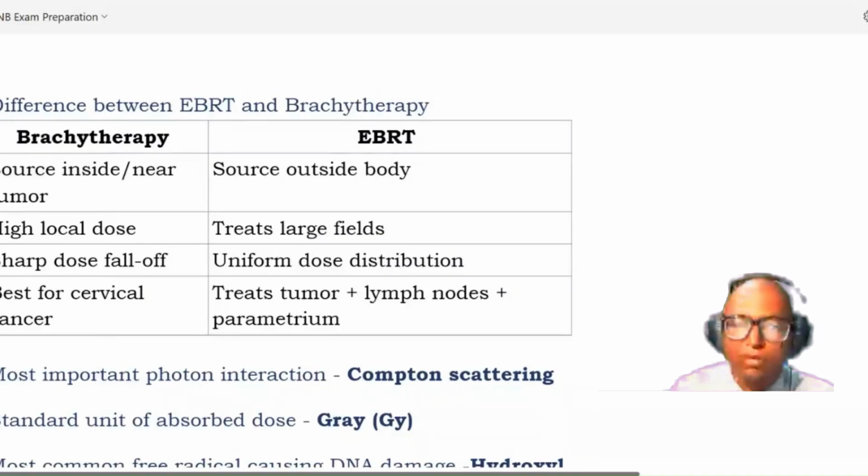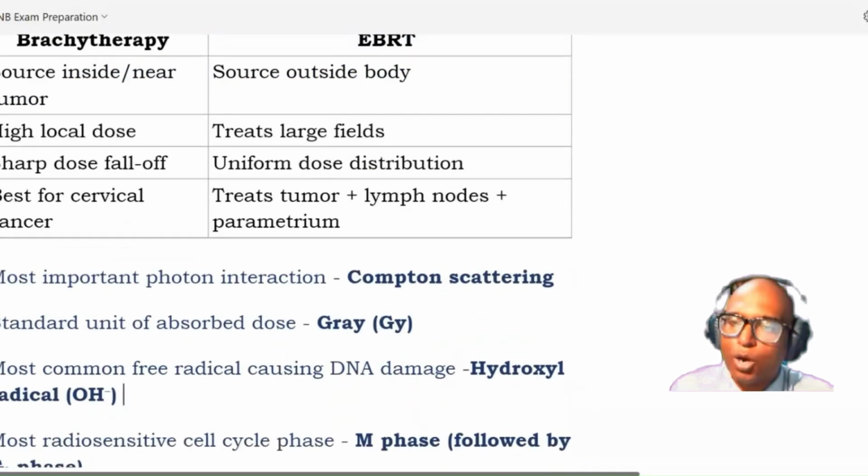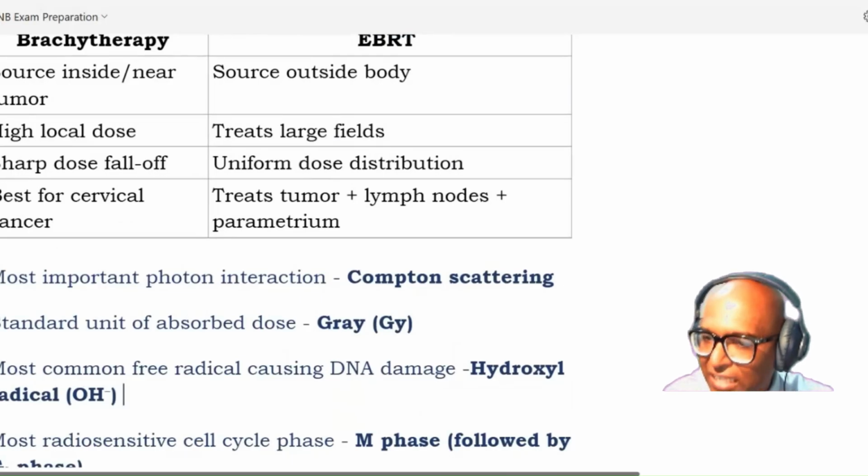Okay, so certain things which you should remember. Most important phenomenon is Compton scattering. Okay, this is what we have seen. When the incident photon strikes the electron, the photon gives energy to the electron. The electron will have high speed, but the photon will serve as a scattered photon. Okay, the photon will not disappear.